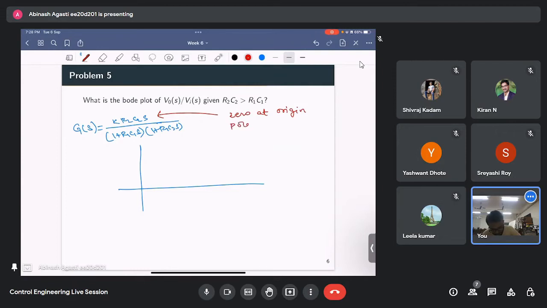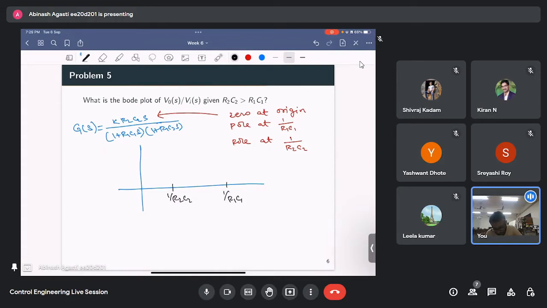Then pole at 1 by R1 C1 and another pole at 1 by R2 C2. So now see that R2 C2 is greater than R1 C1. So 1 by R1 C1 will be greater than 1 by R2 C2. So we'll have things like this.